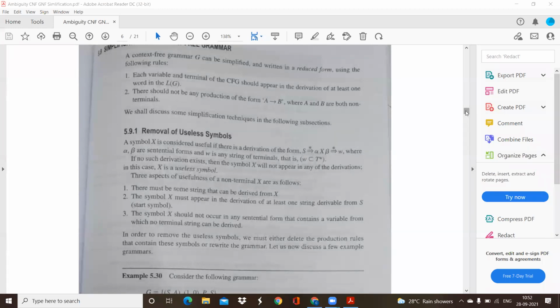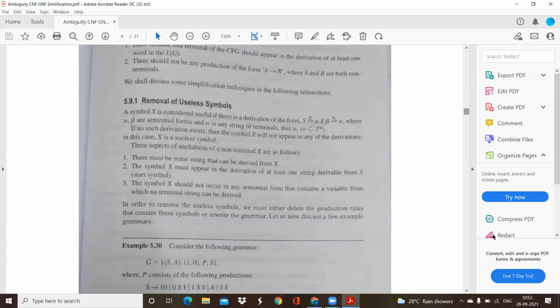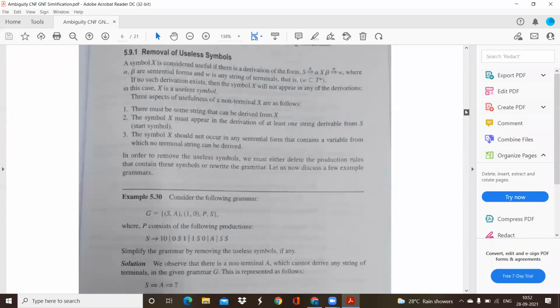Okay. Now consider this grammar. Can you see this? Consider the following grammar. Take a note of this. Please write it in your copy. And also write the set of production rules and tell which non-terminal is a useless symbol.